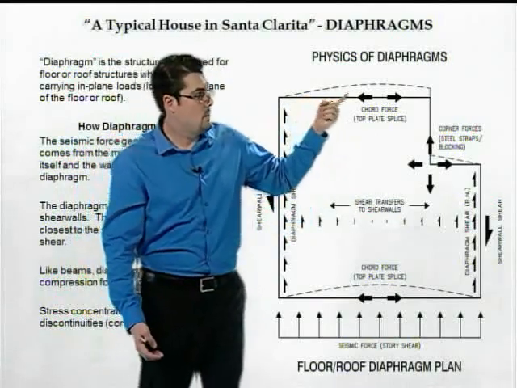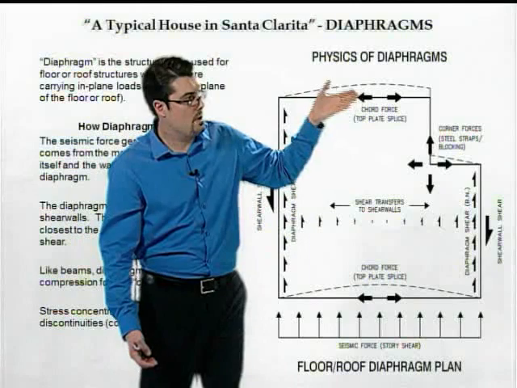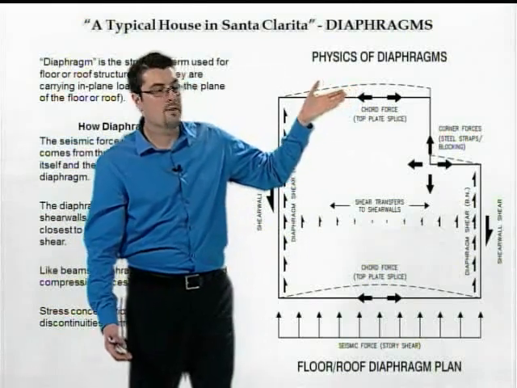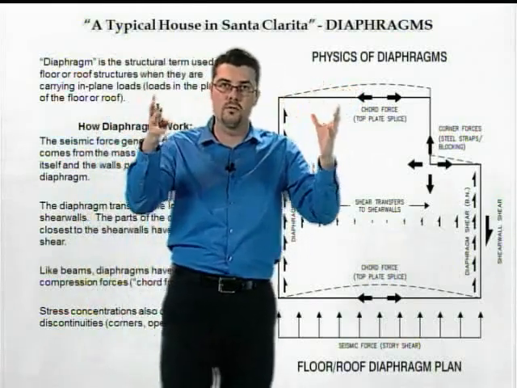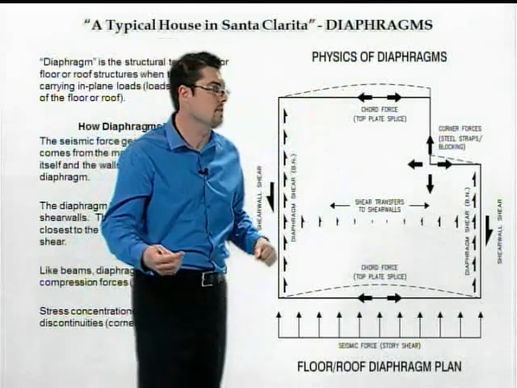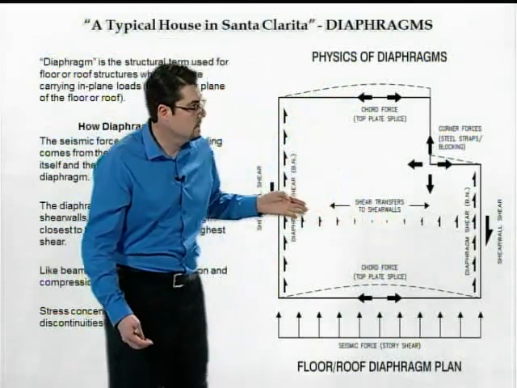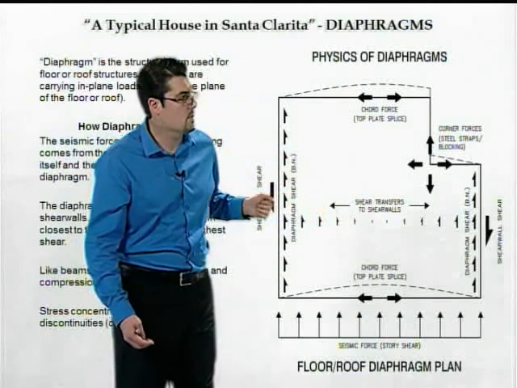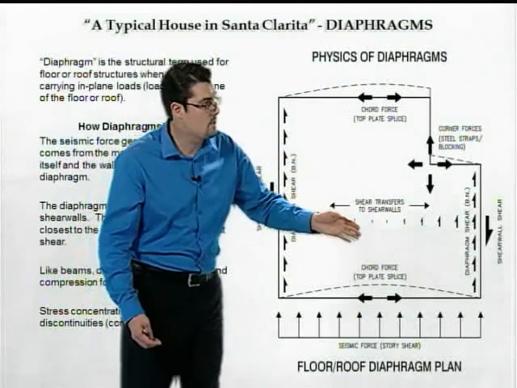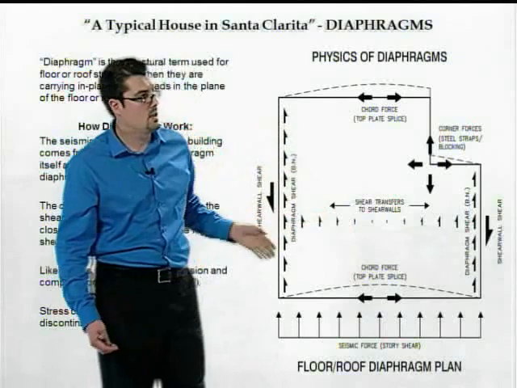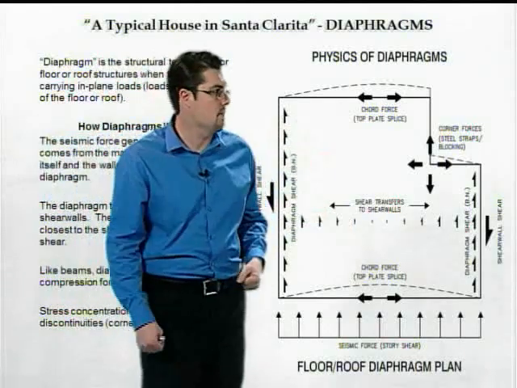So when the seismic force goes one way, you'll have compression. When the seismic force goes the other way, you have tension. You'll always have reversal of force that you have to consider in your design. Also, like a beam, the shear forces build as you get toward the shear walls. And so those vertical shear forces increase from one end of the structure to the other.